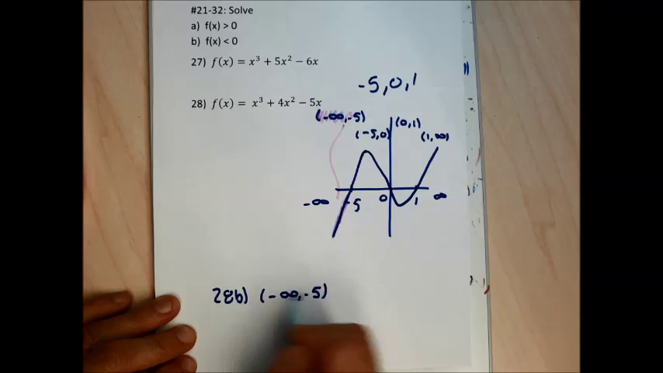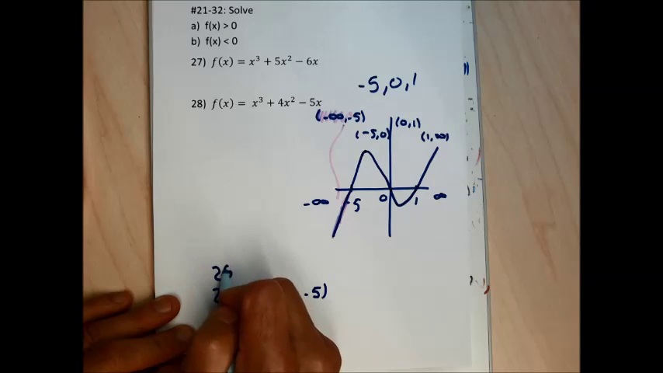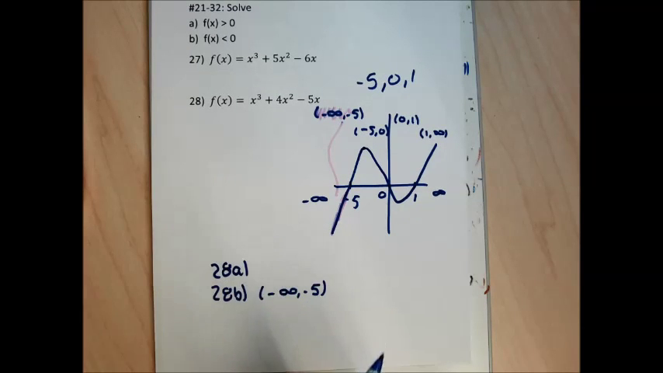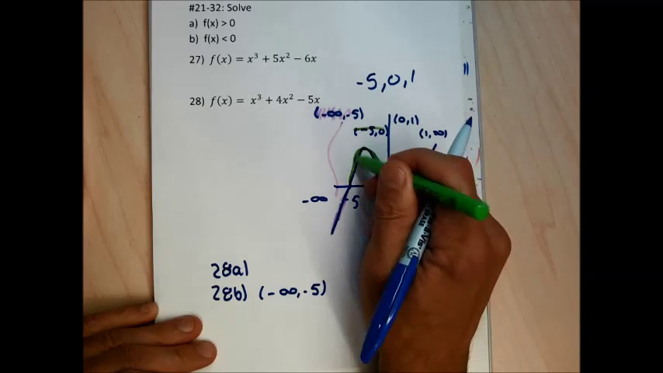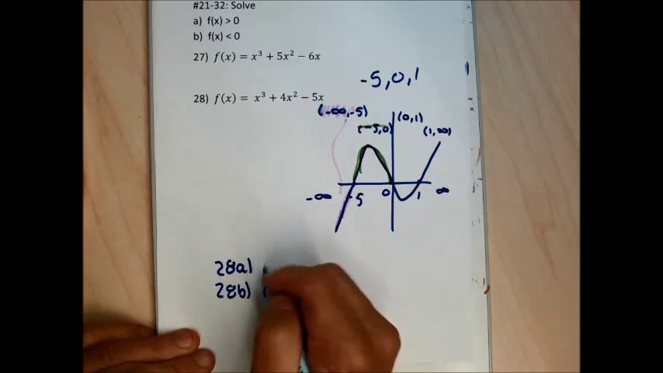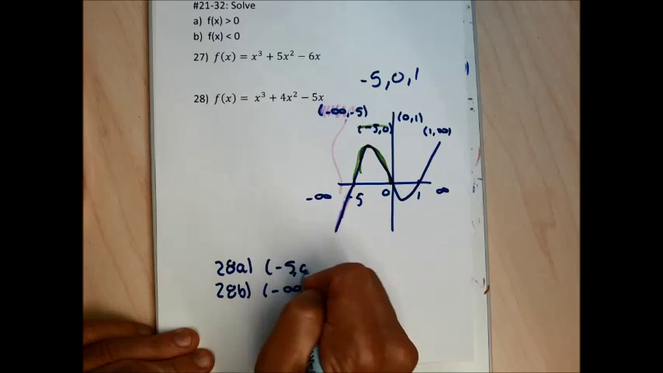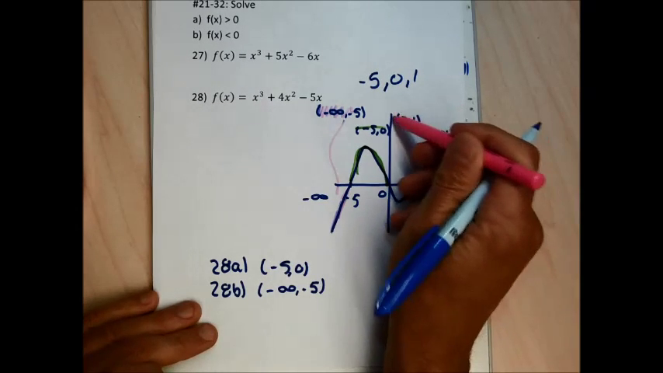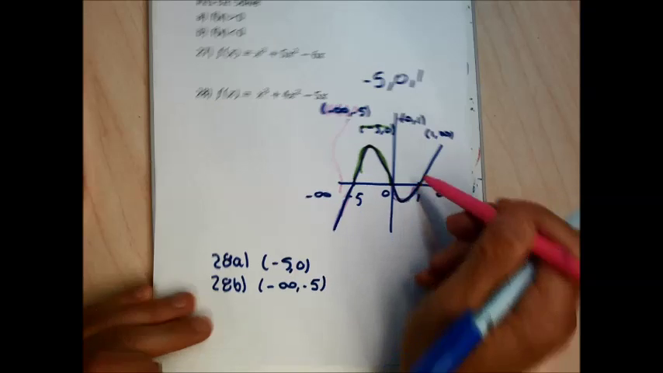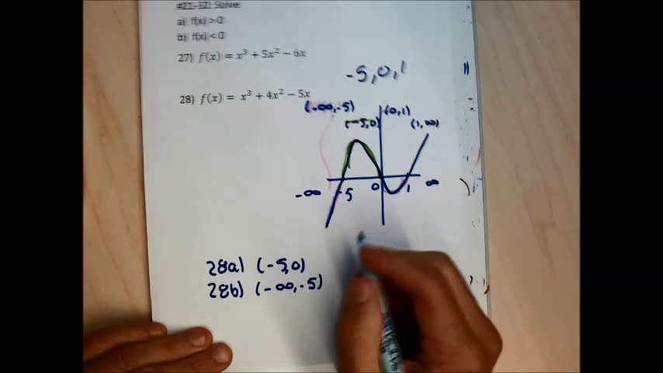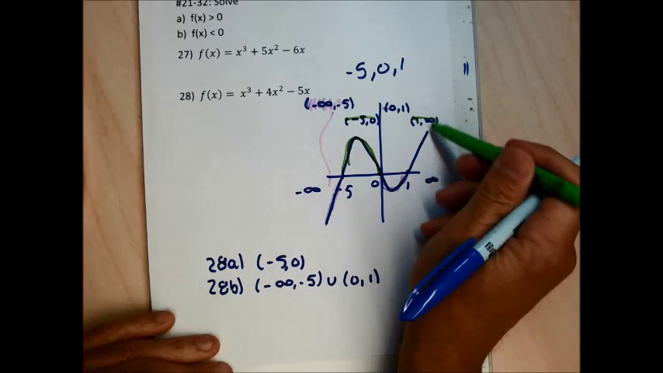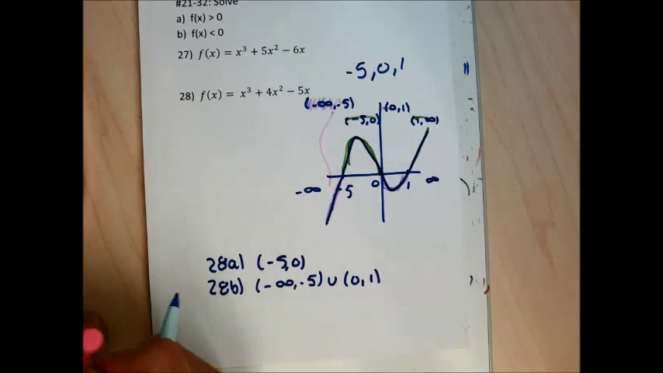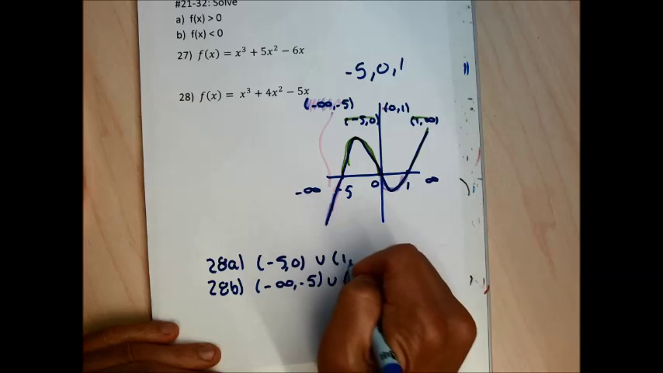All round parentheses here because I don't have an or equal to in the problem. The next region corresponds to that portion of the graph. It's above the x-axis, so that goes in part A. The third region corresponds to this portion of the graph, which is beneath the x-axis, so it goes in part B. And the last region corresponds to that portion of the graph. It's above the x-axis, so I get a part A.